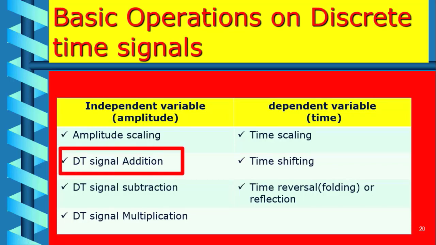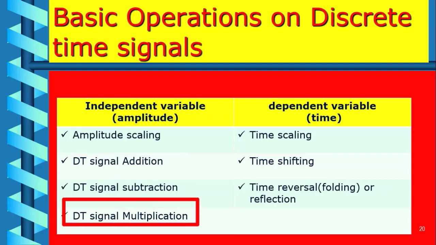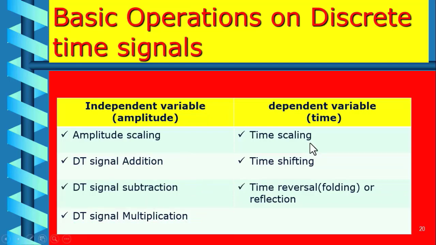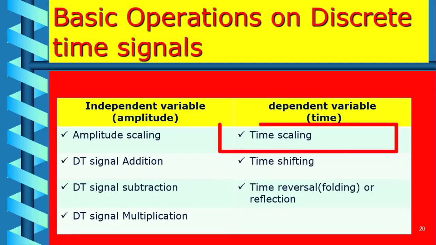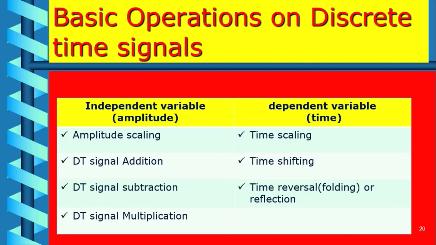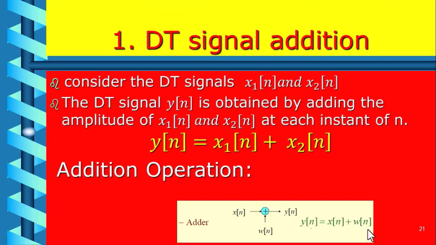And the second one is discrete time signal addition, adding two or more signals to get a new signal, and discrete time signal subtraction, subtracting one signal from the other. DT signal multiplication, multiplying one signal by the other in time domain. When it comes to the independent variable transformation, this one includes time scaling, either compression or expansion, time shifting, that means either an advanced signal or a delayed signal, and time reversal, that is a reflection or folding of the signal.